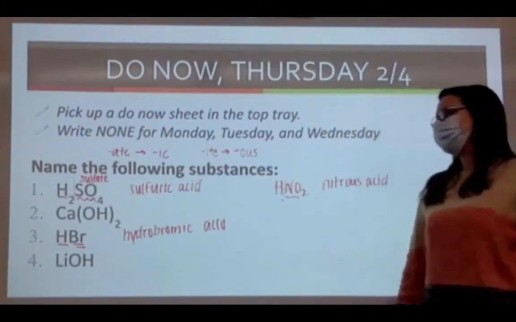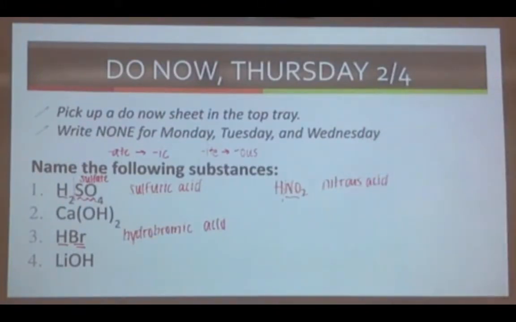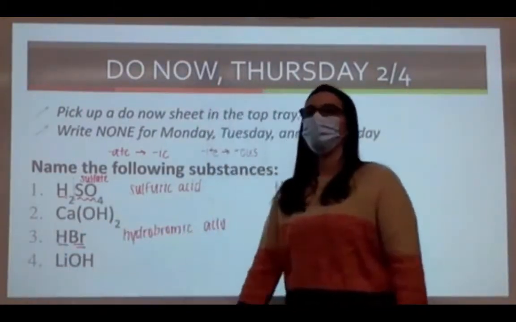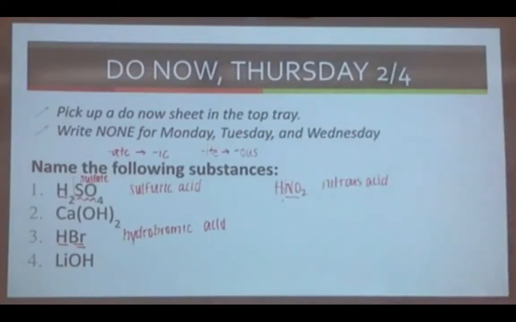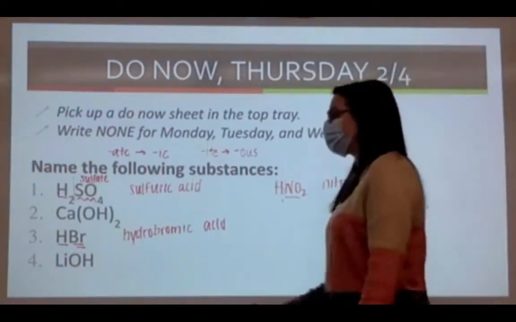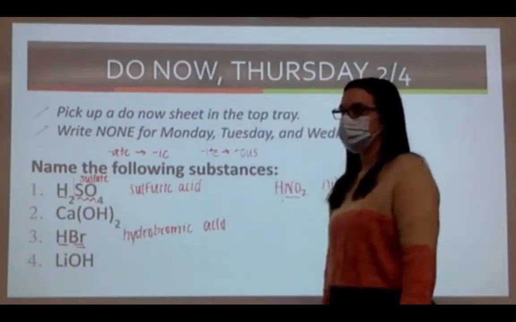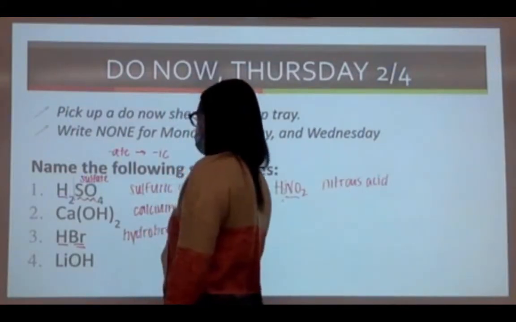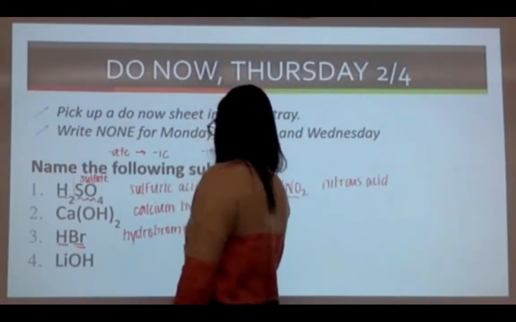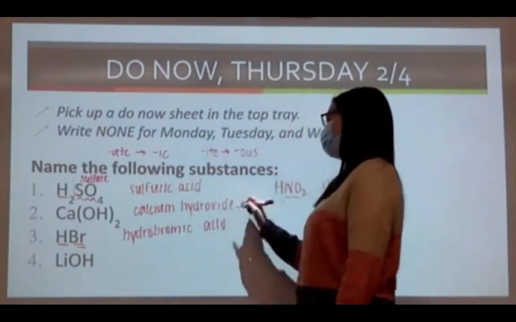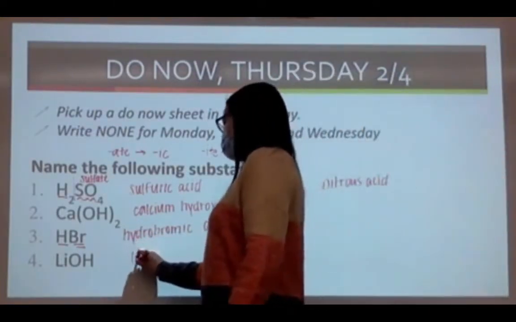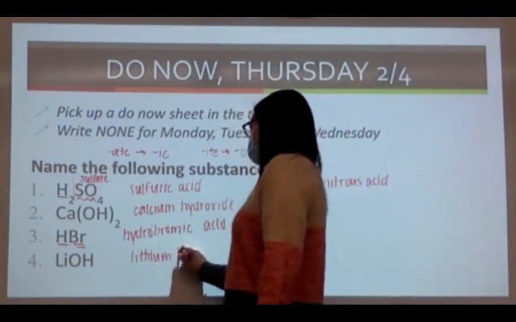Now bases are named just like ionic compounds, because they are. Bases are ionic substances: a metal and a polyatomic. With the exception of ammonia, which is NH3, a lot of bases that we work with are just ionic substances. What's Ca? Calcium. And then what's OH? Hydroxide. So for number 2, Ca(OH)2 is just calcium hydroxide. NaOH, sodium hydroxide. LiOH is lithium hydroxide.